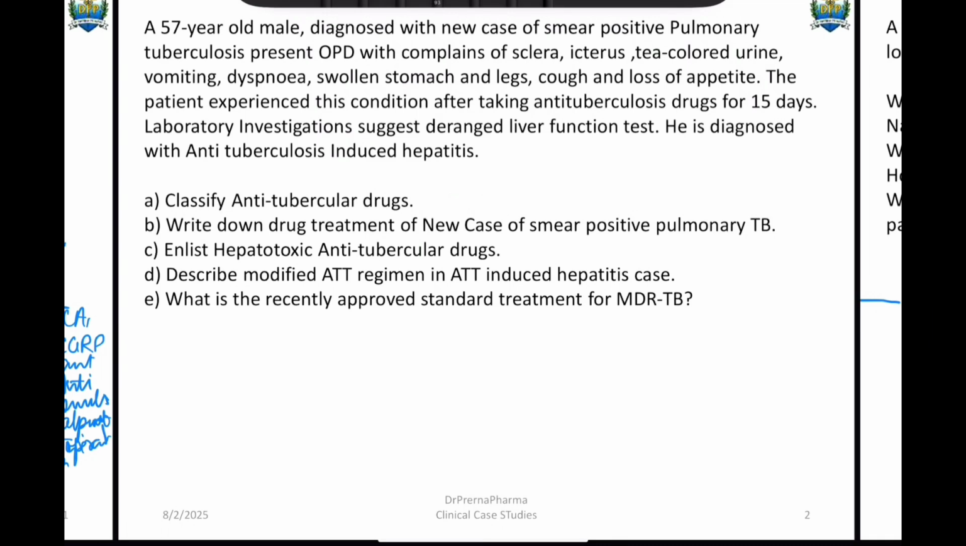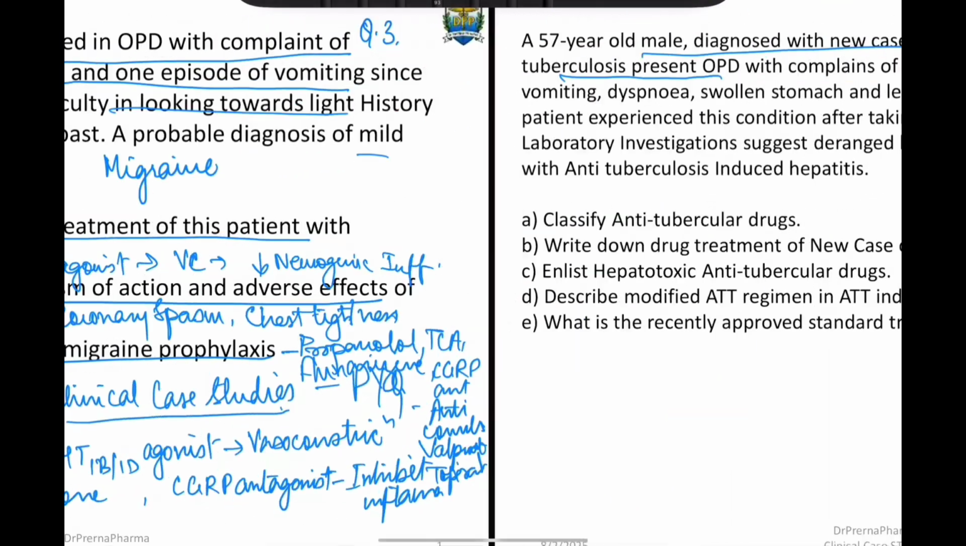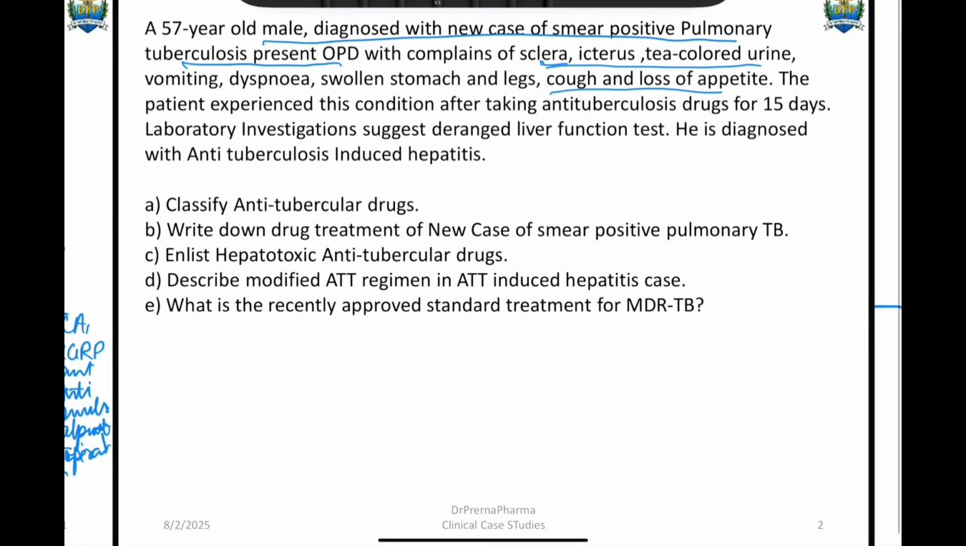Okay. Next question is, a 57-year-old male diagnosed with a new case of smear positive pulmonary tuberculosis presents with scleral icterus, tea-colored urine, vomiting, dyspnea, swollen stomach, legs, cough and loss of appetite. The patient has experienced this after taking ATT for 15 days. Right, lab investigation suggests deranged liver function test. He is diagnosed with ATT-induced hepatitis. So this is the diagnosis.